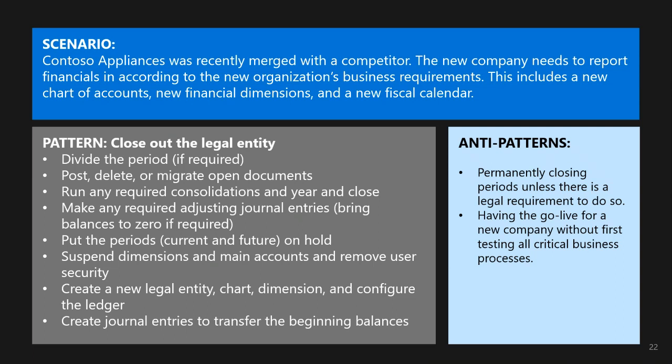Some things to make sure you don't do. Don't permanently close the periods unless there's a legal requirement to do so, because if you find an error or you need to make adjustments, you find whatever it might be a little bit later on, you might have to go back and make more journal entries and adjustments. And if you've permanently closed it, you can't go back and undo that.